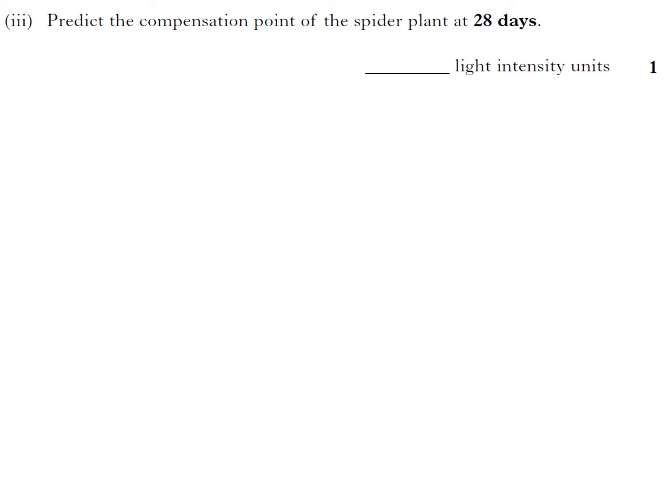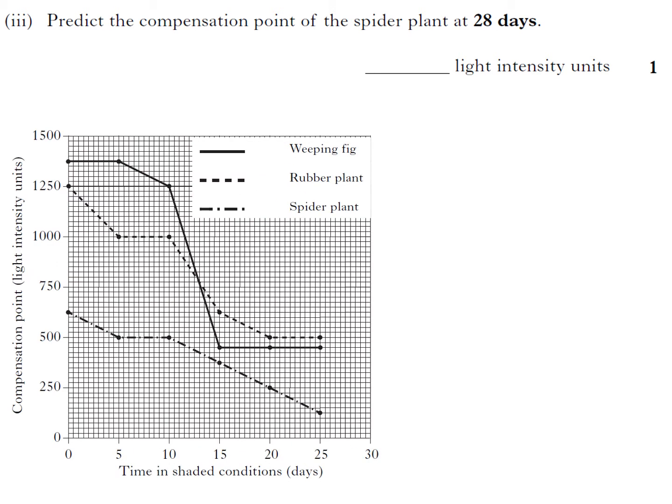Right, predicting the compensation point of the spider plant at 28 days. Now, you'll get to the point where you'll recognize that's probably going to be a likely question when you're given a graph with this kind of gap at the end of it. The only thing they can ask you to do is extrapolate, and it's going to have to be an extrapolation. So 28 is, there's 29, there's 28. So they're asking you to extrapolate back using this line, keeping it as neat as you possibly can.